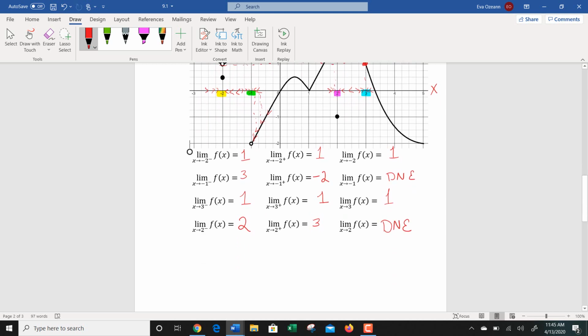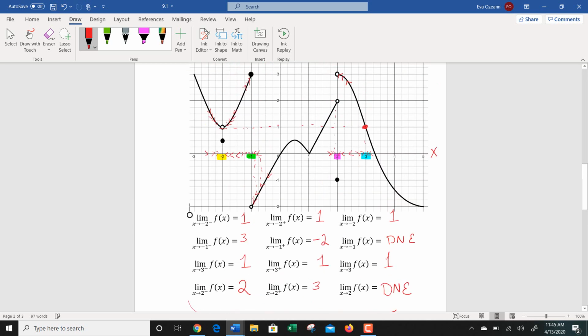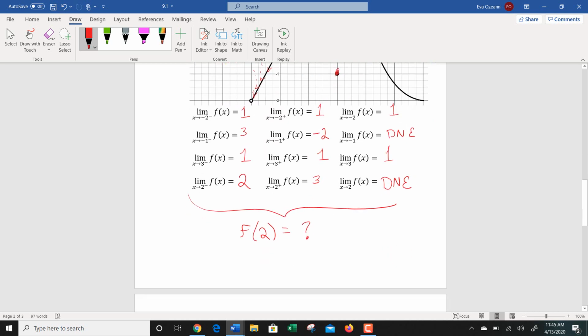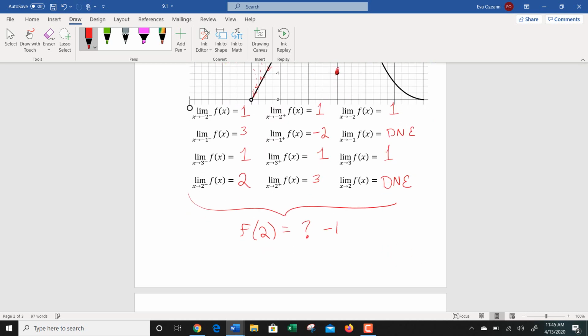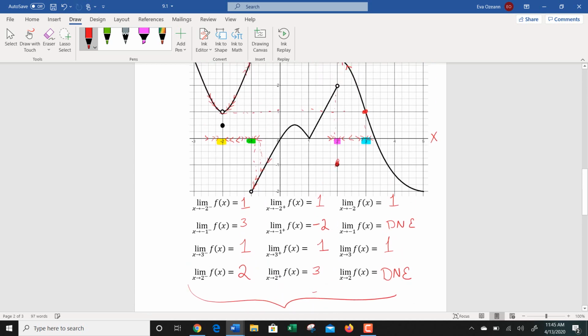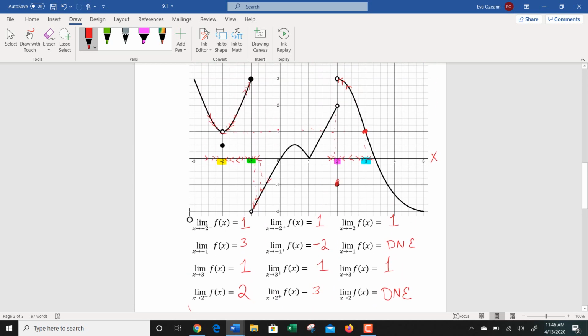Now, just for fun, what is f of 2 actually equal? Well, if we look at either of these points, neither of them are filled in, but 2 is filled in right here. So if I actually plug 2 into my function, I get out a negative 1. Okay, so remember, it doesn't matter where the filled in hole is while we're looking at limits. What we're more interested in was the behavior look like it's approaching.